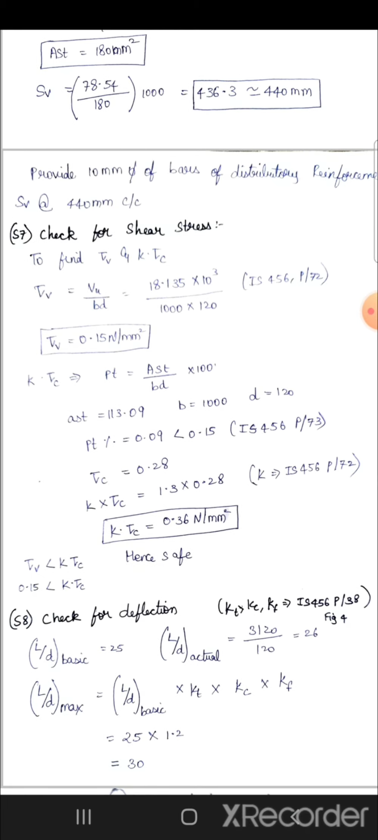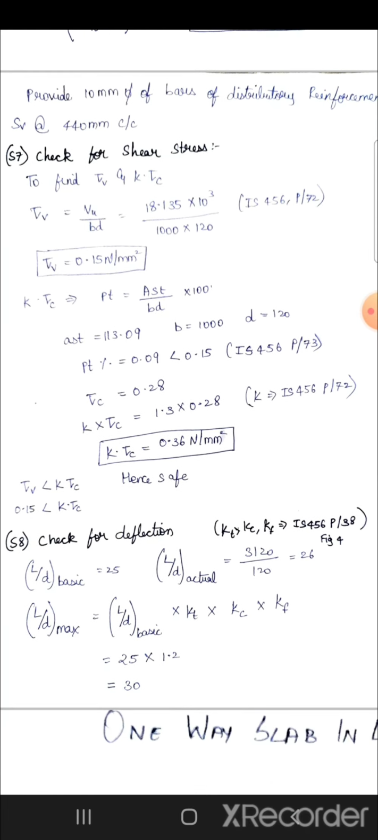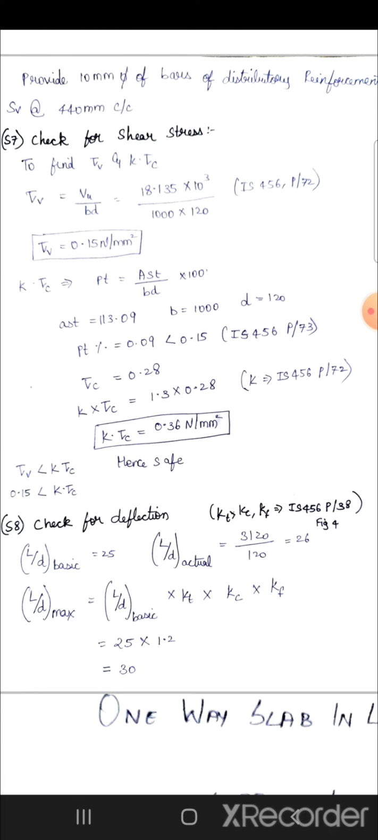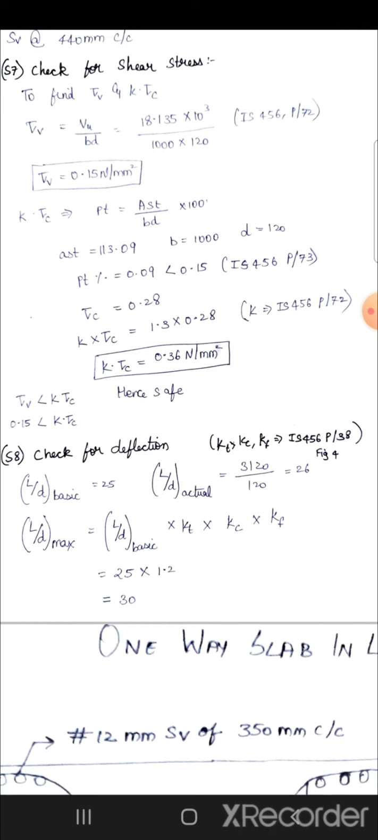Next step is check for shear force. This is to find tau v and tau c value. Tau v formula is in IS456 page number 72. Ultimate shear force by breadth into effective depth. Answer is 0.15 Newton per mm square.